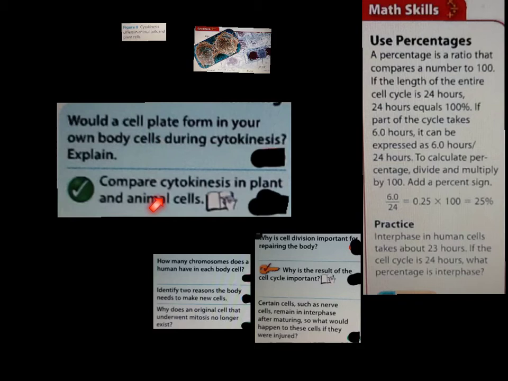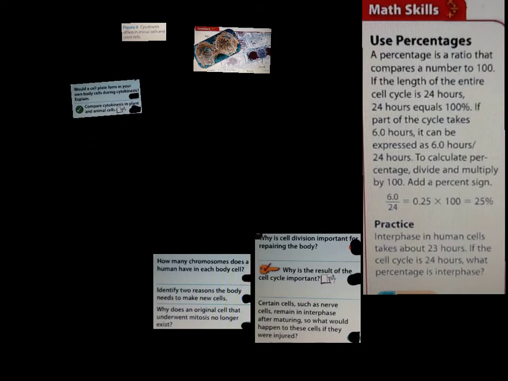Results of cell division. Recall that the cell cycle results in two new cells. These daughter cells are genetically identical to each other and to the original cell that no longer exists. For example, a human cell has 46 chromosomes. When that cell divides, it will produce two new cells with 46 chromosomes each. The cell cycle is important for reproduction in some organisms, growth in multicellular organisms, replacement of worn-out or damaged cells, and repair of damaged tissues.